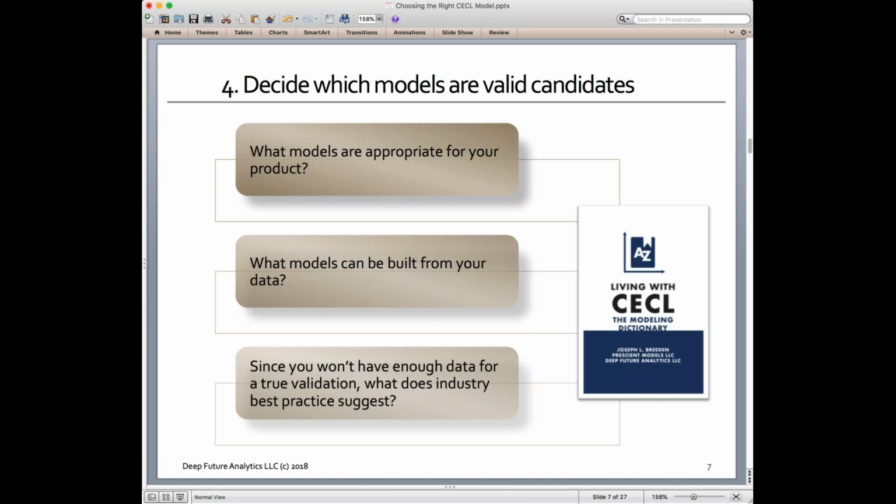Since you don't have enough data for a true validation, you're also going to have to look to industry best practice. And for the studies that we've done, and we'll show you some of those results, we've already gotten feedback from people who said, this is great, it's a soft validation. And I really like that term. It's not a hard validation of this is your product, your data, and your validation. It's an example of this is industry data, an industry model, and an industry validation. And that's useful. It can help you in the pre-screen stage.